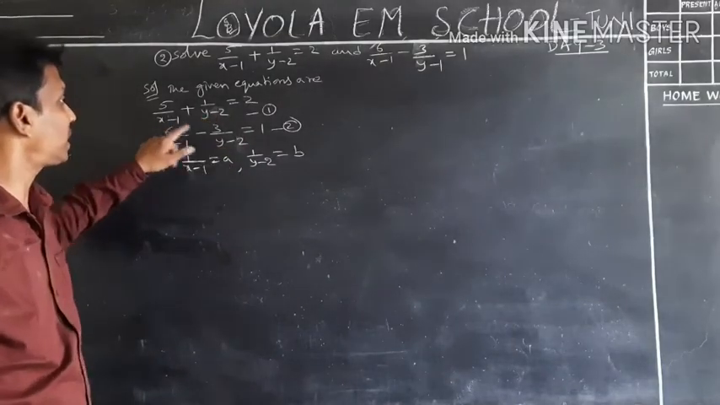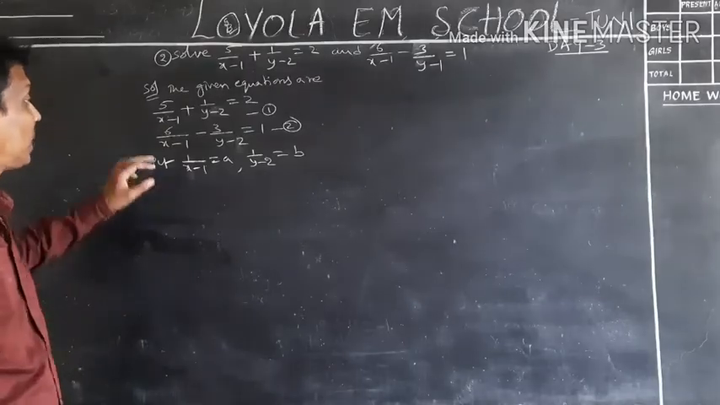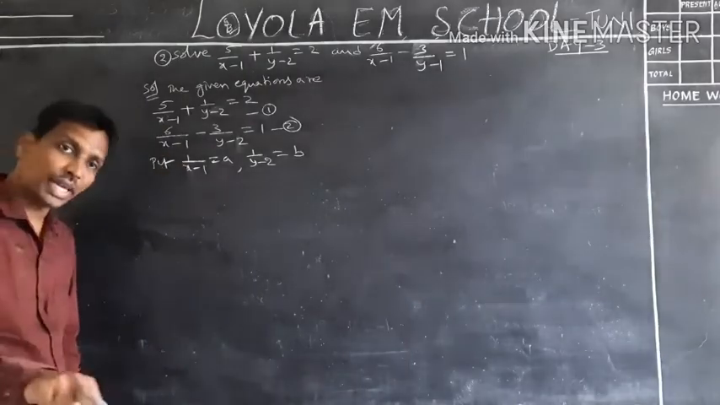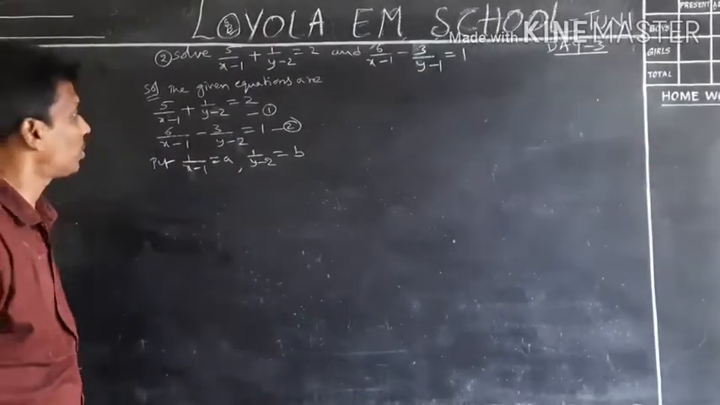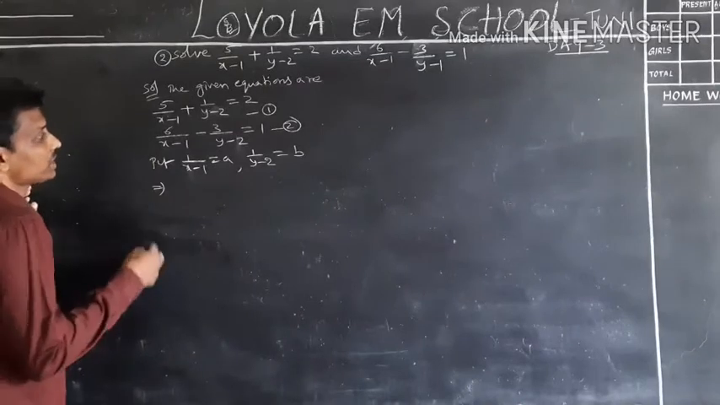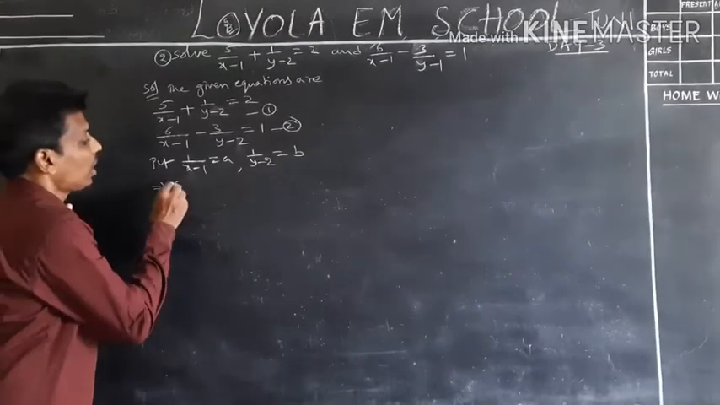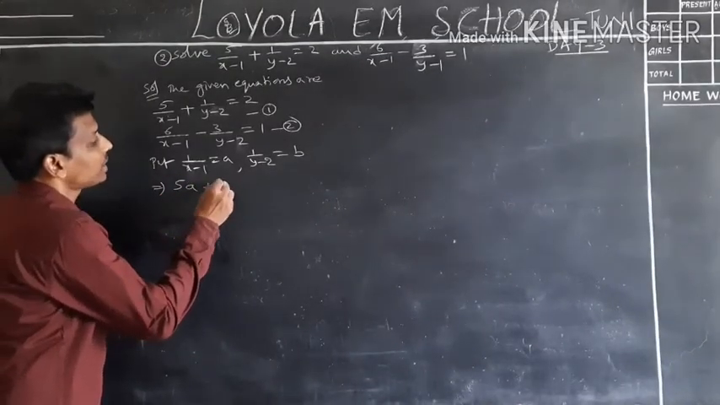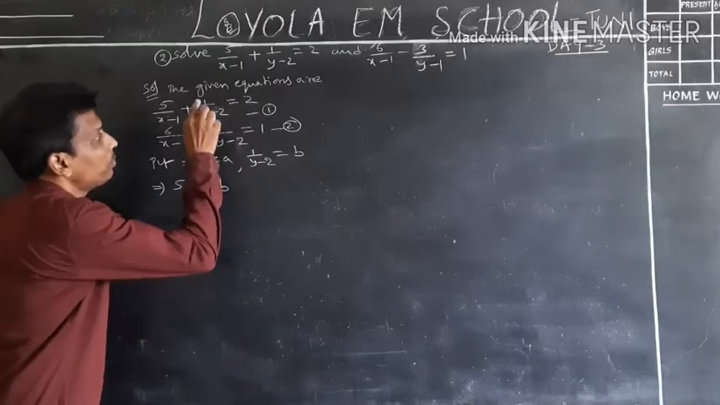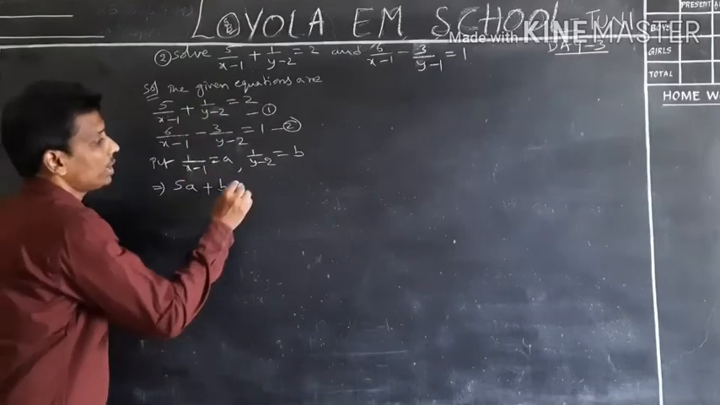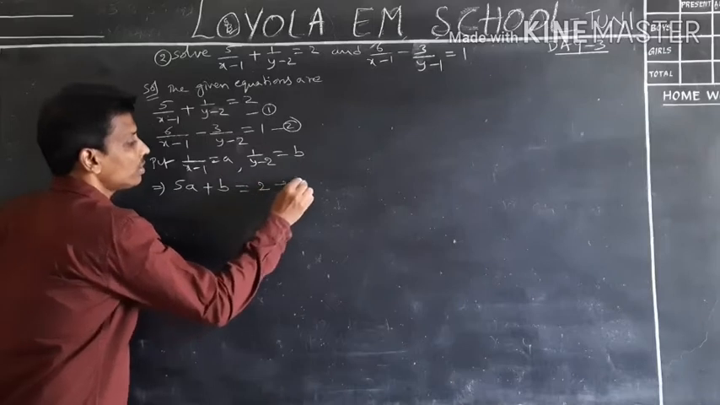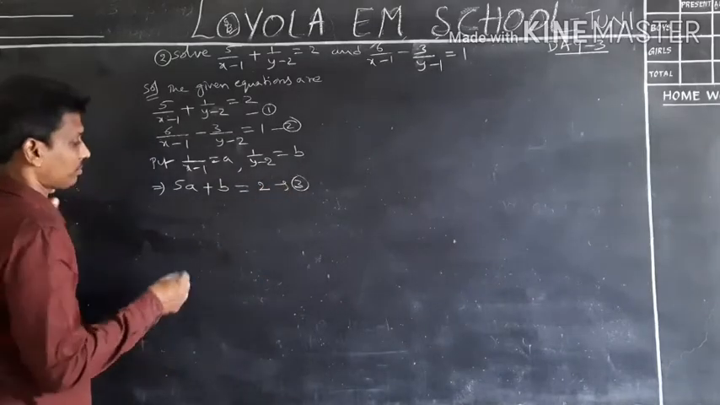Here the denominators are same. So that's why 1 by x minus 1 is equal to a, I took. 1 by y minus 2 equal to b, I took. How the equations change, you see. 5a plus 1b, this is only one, you know. 5a plus b is equal to 2, that will be the third equation.